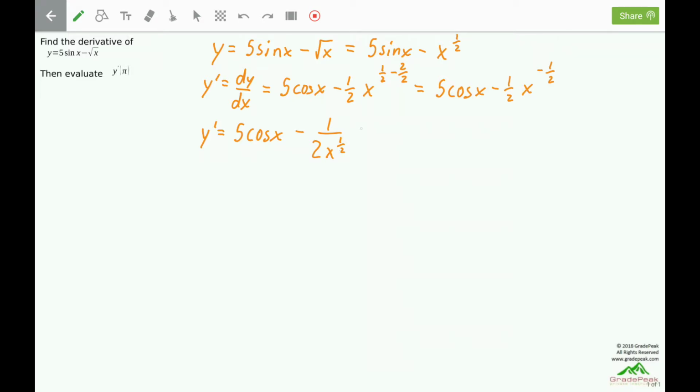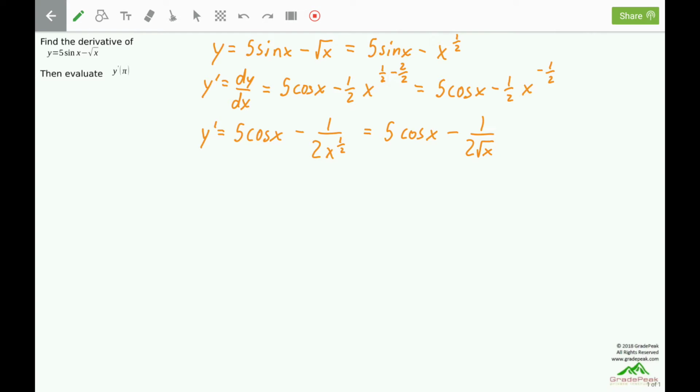Now one more step that we can write. Since x to the 1/2 means the square root of x to the first power, or just the square root of x, we can actually write it that way. And there's our y prime, 5 cosine of x minus 1 over 2 square root of x.